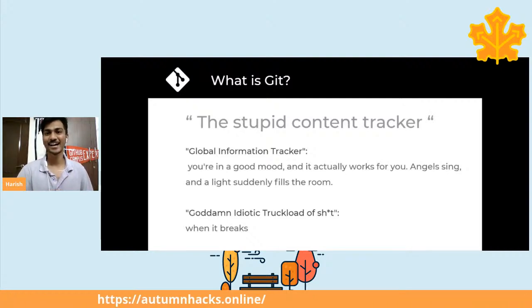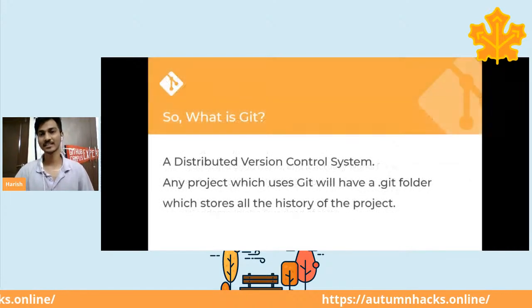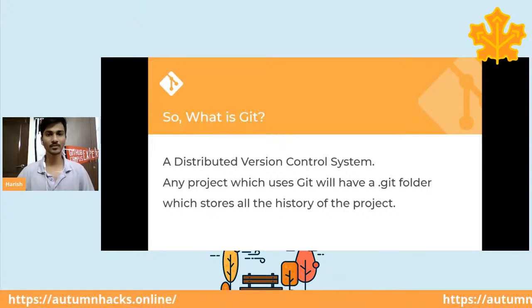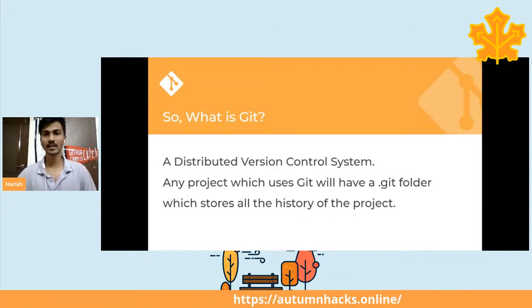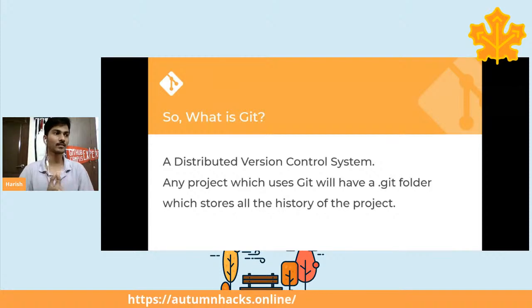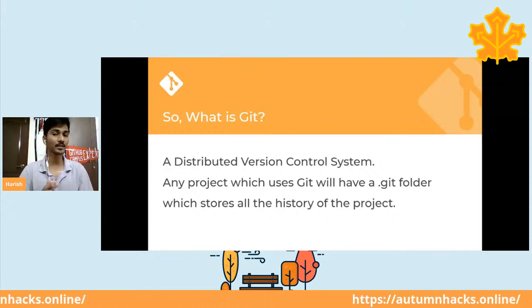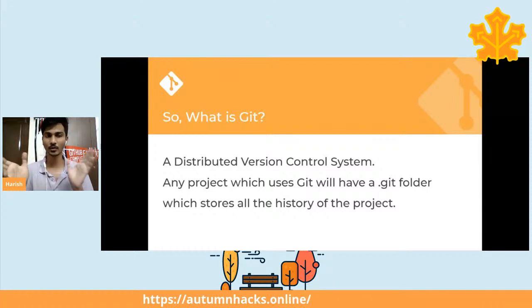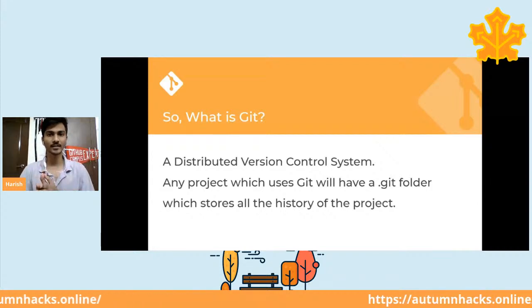But this is not actually what Git is. Git is a distributed version control system. It is one of the version control systems which is majorly used by everyone these days. Any project which uses Git will have a .git folder. It basically contains all the metadata needed for Git to store all your history and all your commits. We'll be talking about this later.